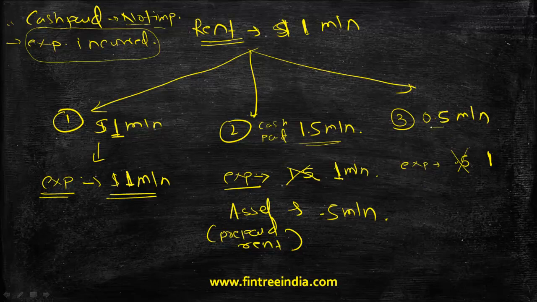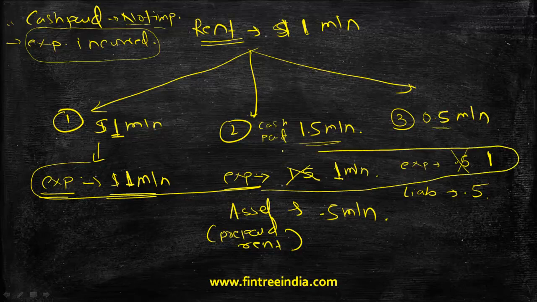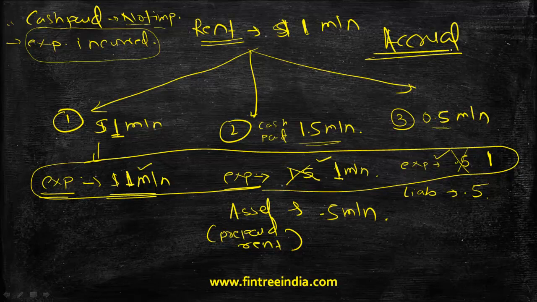But the fact that we paid only 0.5 means we are supposed to pay this year's 0.5, and next year we'll have to pay next year's 1. So this year we have a liability, and the amount of liability is going to be 0.5. So what does it mean? It means that no matter how much cash I pay, 1 million, 1.5 million or 0.5 million, the amount of expenditure is always going to be the amount of services that I've consumed. That means the amount of expense that I've incurred is 1 million, 1 million and 1 million, due to the concept called accrual system of accounting.